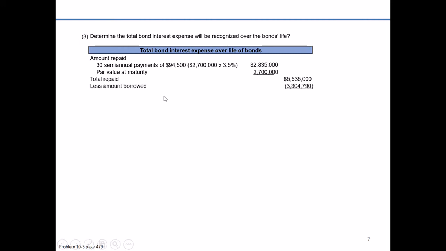$5,535,000. Subtract out the amount they received up front or borrowed, which is $3,304,790, meaning the total cost or interest recognized over 15 years is going to be $2,230,210. Think about this. This is less than the amount of interest actually paid. Interest expense is less than the amount of interest actually paid. But consider again, they received more up front than the actual par value, so that lessens the amount of cost over the life of the bond.